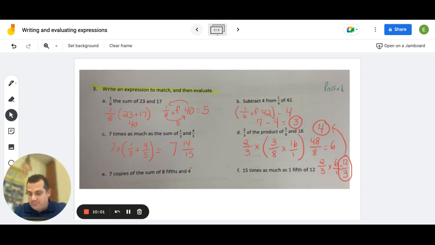But the answer to E was 39 and 1/5, and the answer to F is going to be 36. Okay, but I have here the explanations for A, B, C, and D. If you want to challenge yourself, there is E and F.